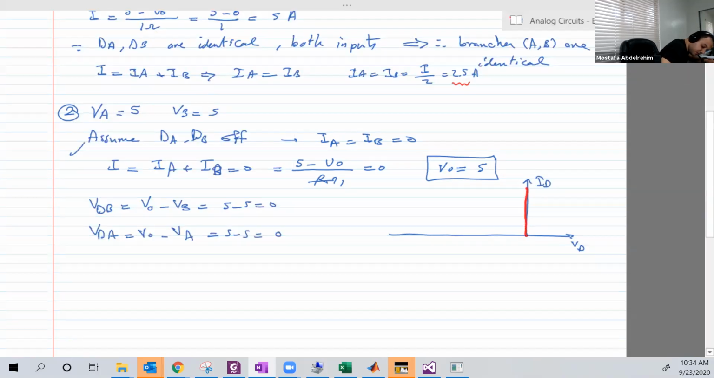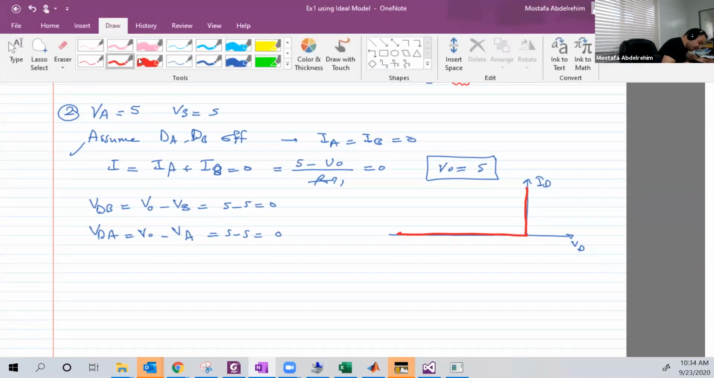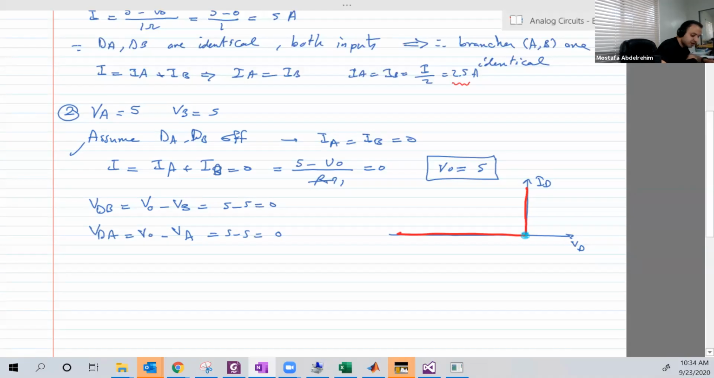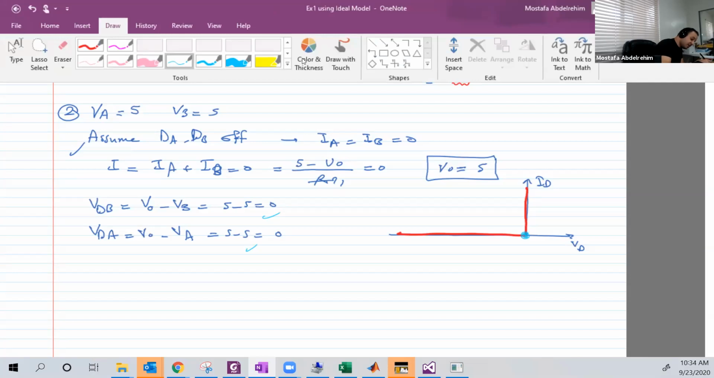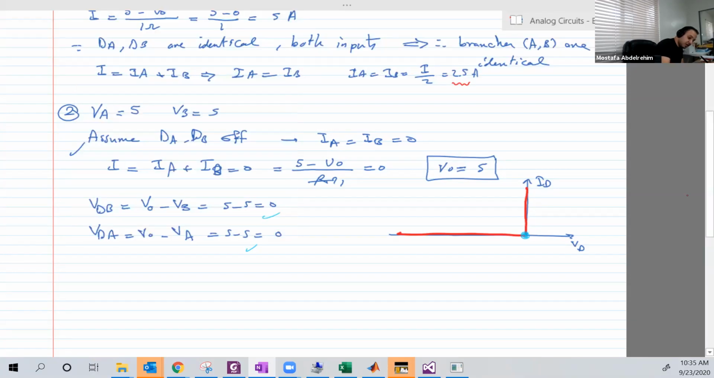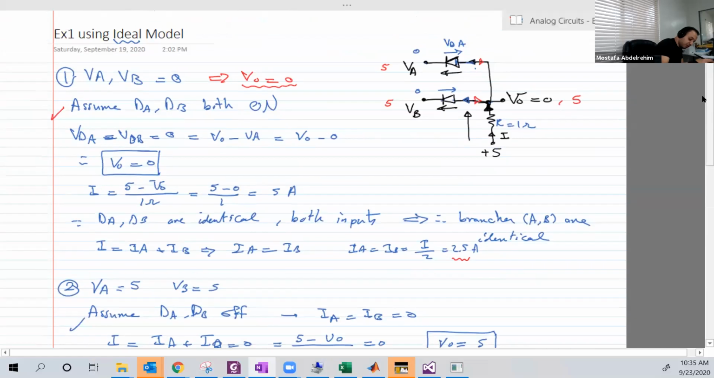And the diode with the ideal model is basically working at that point, just in between. At that point the voltage drop is 0, which is what we got here, and the current is also 0. So we are fine. Nothing contradicts. So with this assumption, we found that VO is equal to 5.